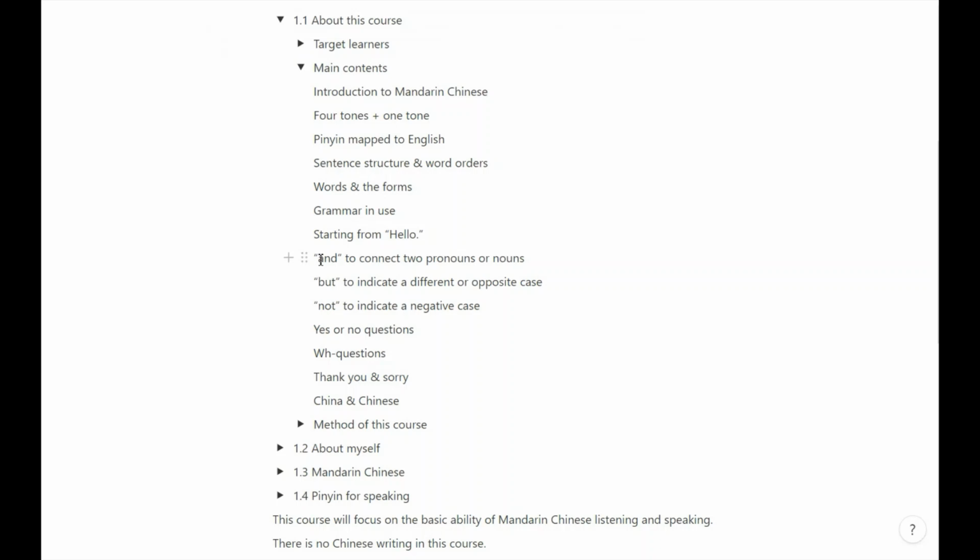Then this course also will include "and" to connect pronouns or nouns, "but" to indicate a different or opposite case, "not" to indicate a negative case, yes or no questions, WH questions, thank you and sorry. Then we will end by introducing how to say China and Chinese.